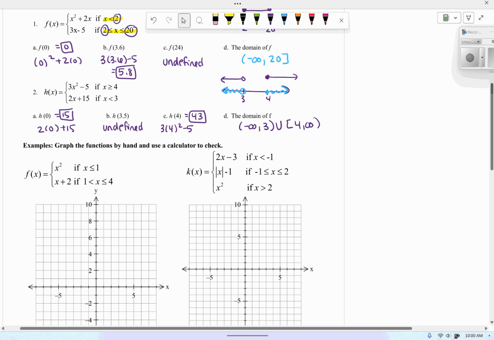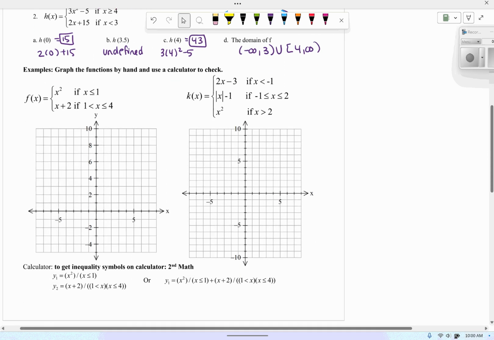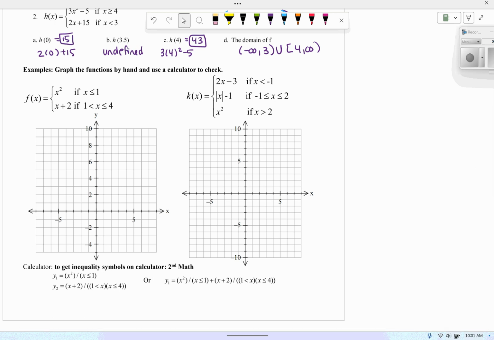So that's for evaluating our piecewise function. Now we're going to take a look at graphing. So we need to be able to graph these without our calculator, but we can use our calculators to help check our work when we're done, which we'll do after we graph them.